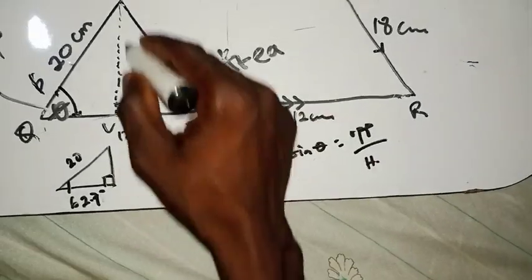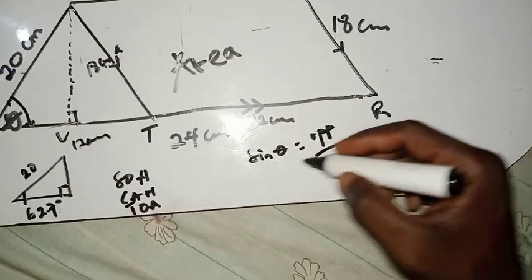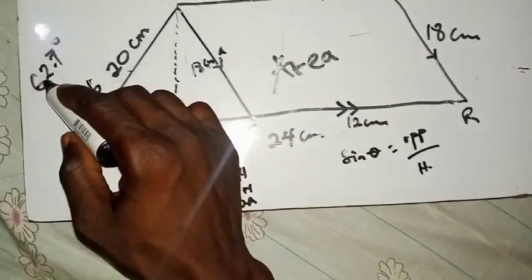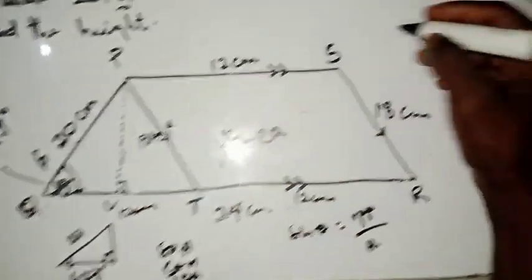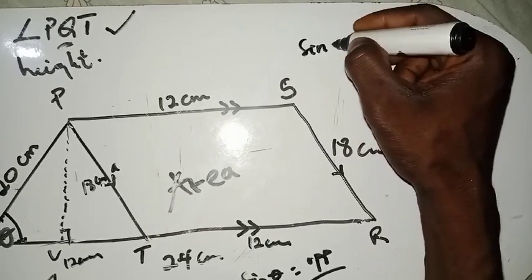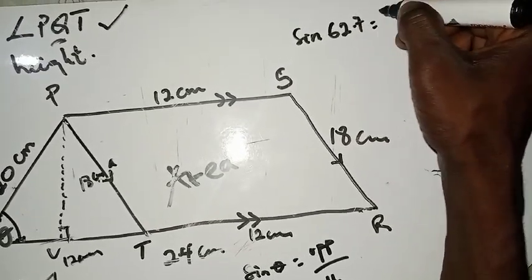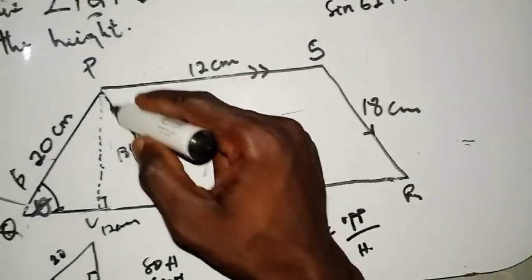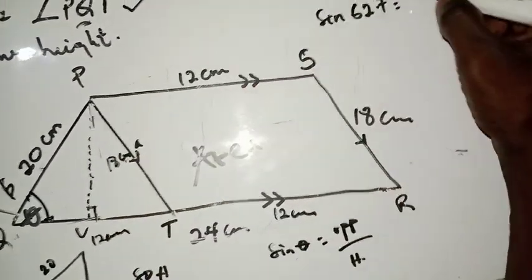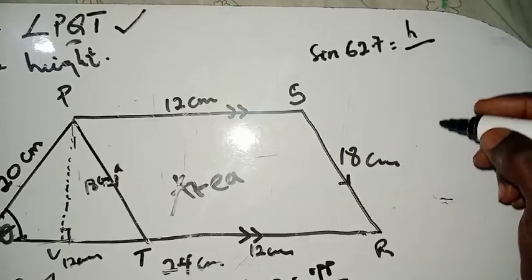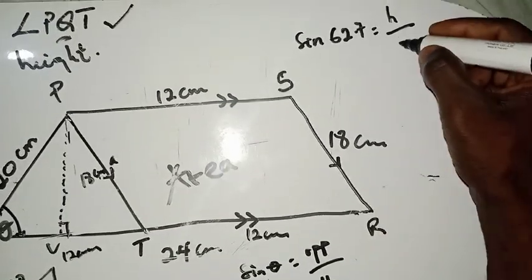So what will be my opposite? Opposite here is just going to be, now what will be the theta? Theta here is going to be this particular angle. So we have sine of theta, which is 62.7 degrees, equal to the opposite. We don't know this opposite, we can represent that by height, which is h, divided by the hypotenuse, which is 20.